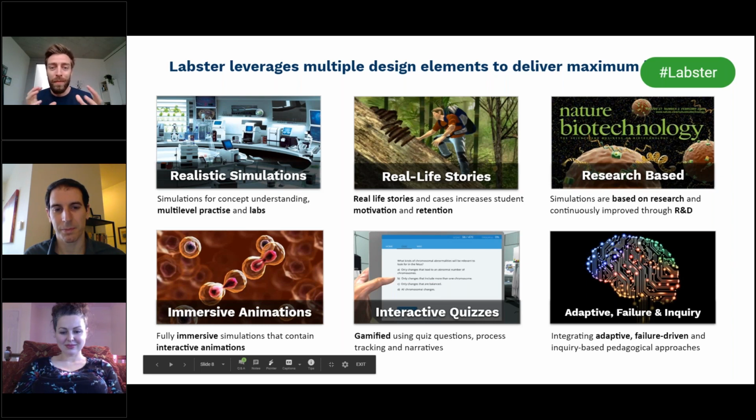If you see some of the elements of the Labster virtual labs, which are really full learning experiences. So we have the realistic simulations where we simulate even chemical formulas on a molecular level to create realistic reactions that you would see in real physical labs. We have the real life stories that engage the students, and a lot of research showing that this works. It's not just looks fancy, it actually really works and helps engage the students and helps them learn more. We have the immersive animations for complex concepts, quizzes to always ensure we know that the students understand the concepts.